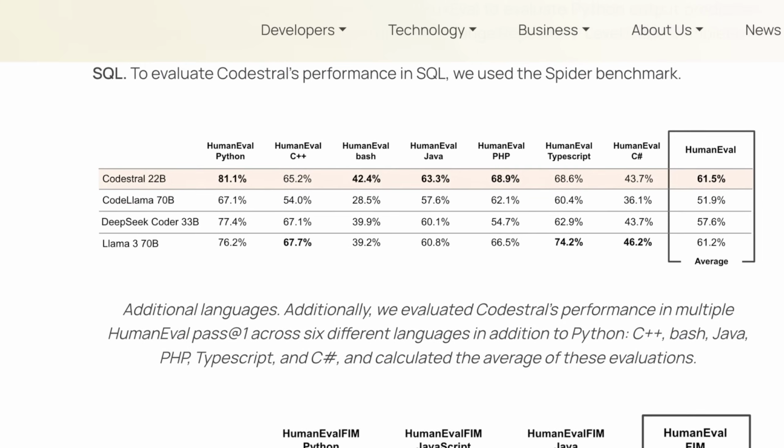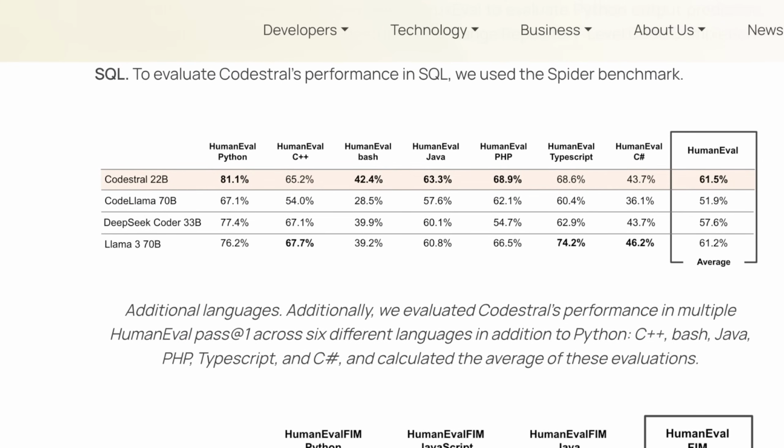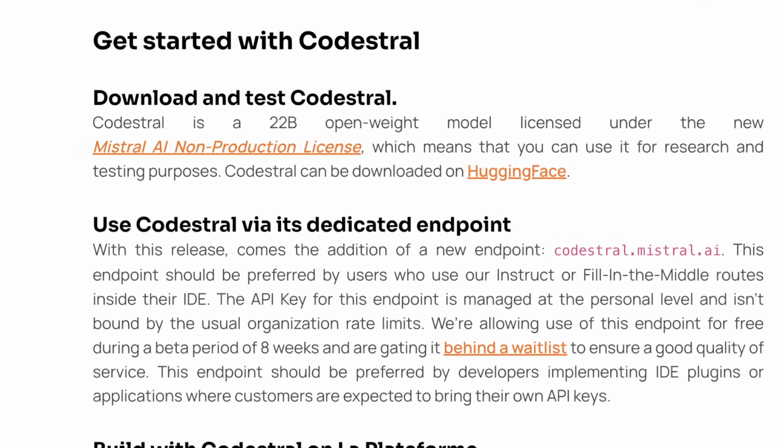So this is not the kind of thing where we're just seeing a few percentage points, we're seeing tens of percentage points in performance advantage to Codestral 22B. One thing I've always really liked about Mistral is when they release models, they always make sure you can use them right off the bat quite easily. And this is no different with Codestral.